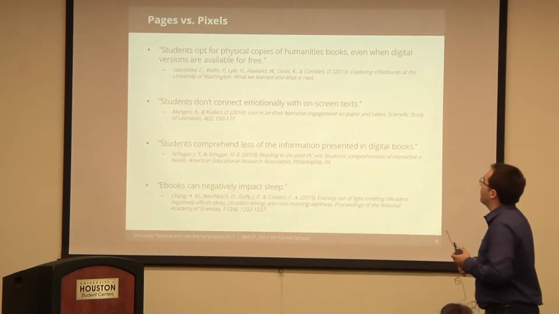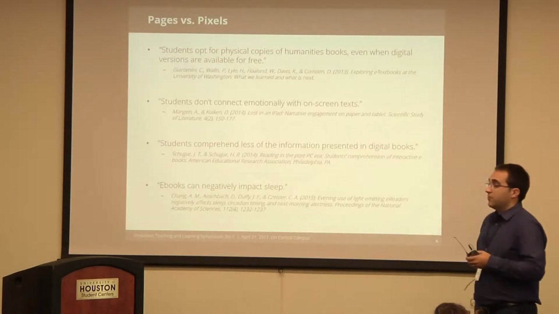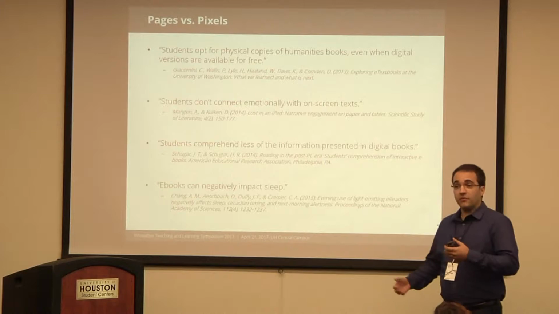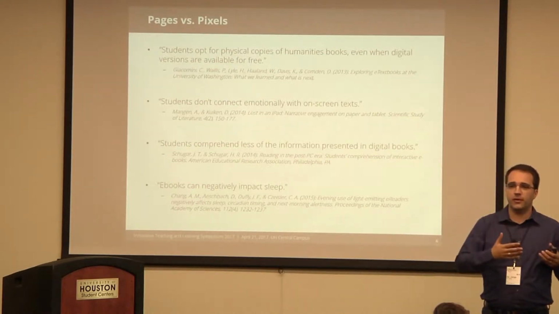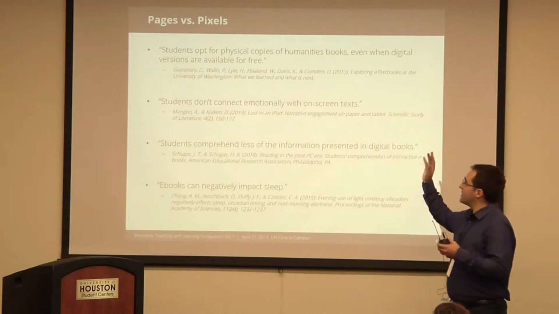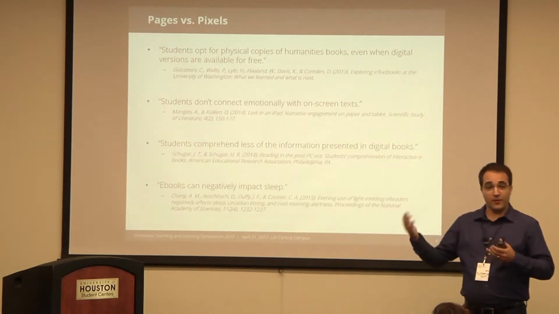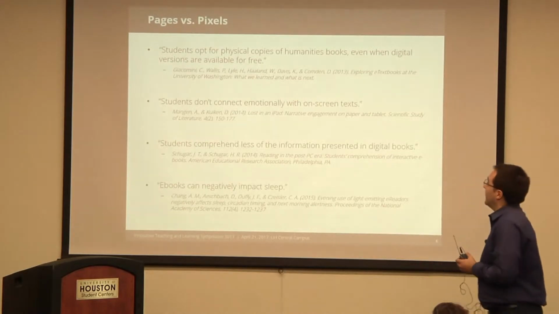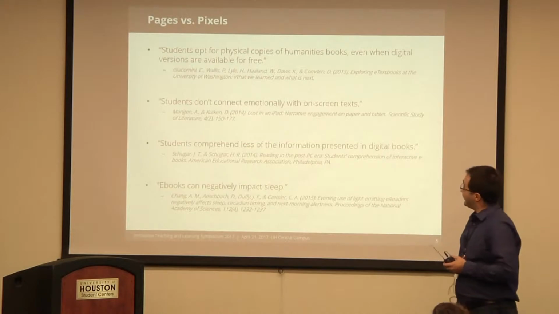For example, there was a survey in 2013 that said the students prefer physical copies in the humanities field. They purchase the physical copy of the book as opposed to an ebook. And interestingly enough, that's not the case for science and engineering. They prefer the digital version of the book. Students don't connect emotionally with on-screen texts.